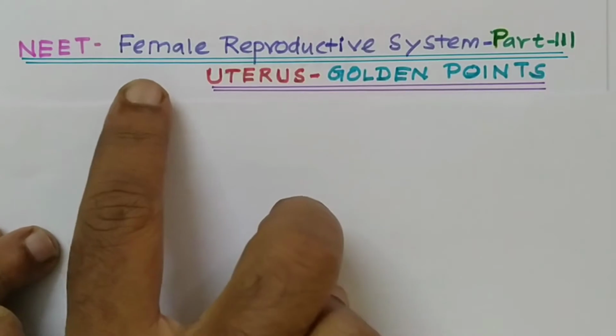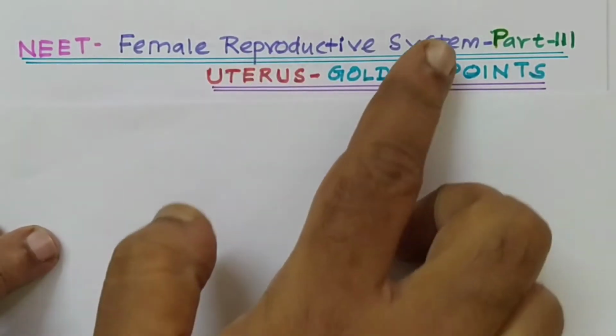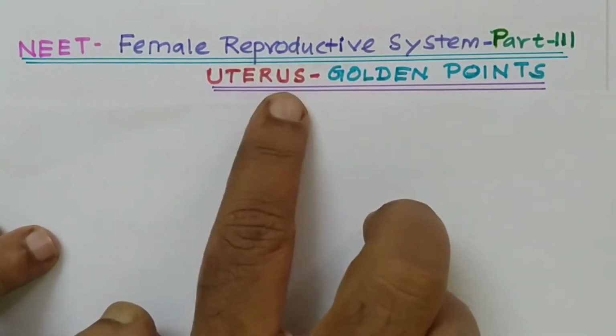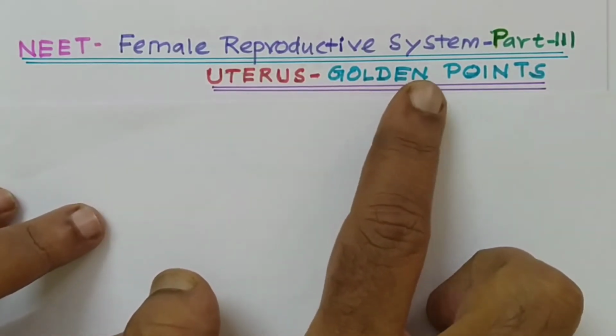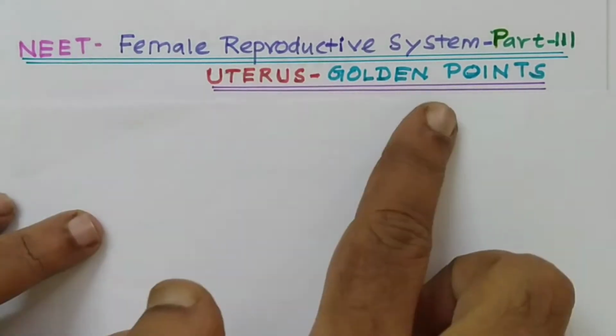Today in this video we are going to discuss the female reproductive system part 3, especially the uterus golden points. Golden points which are extracted from various reputed NEET biology books at NEET level.